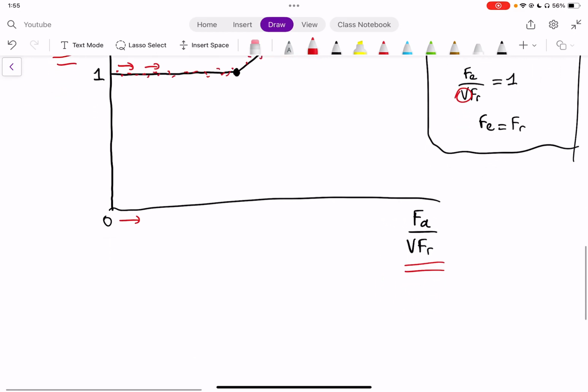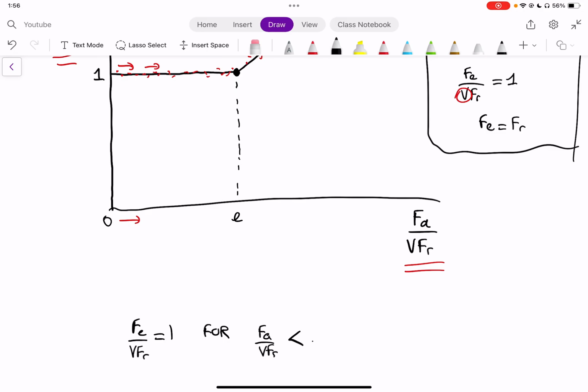So we can say that FE over VFR is equal to 1 for FA over VFR up until this point, okay? And we're going to call this point E, okay? So if FA over VFR is less than E, we have that FE over VFR is equal to 1.